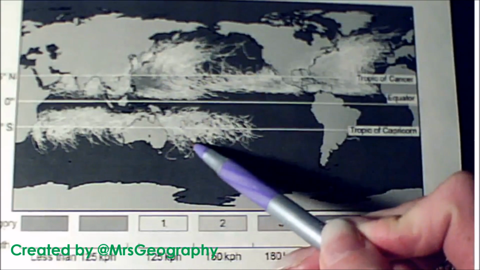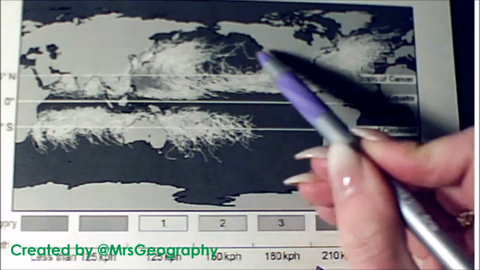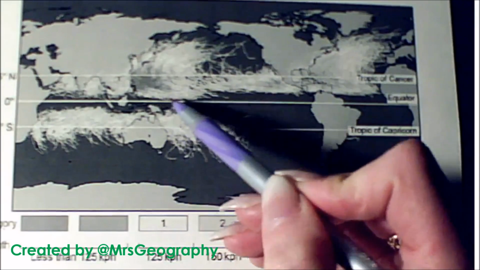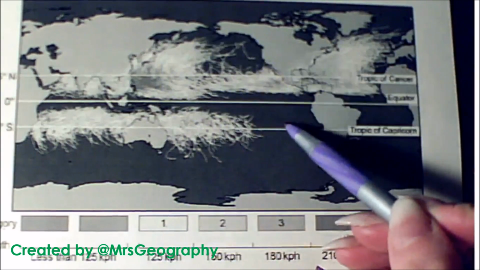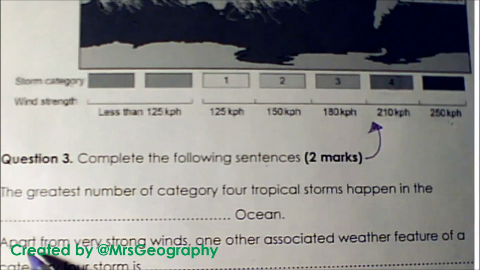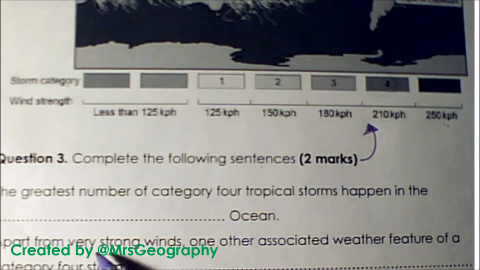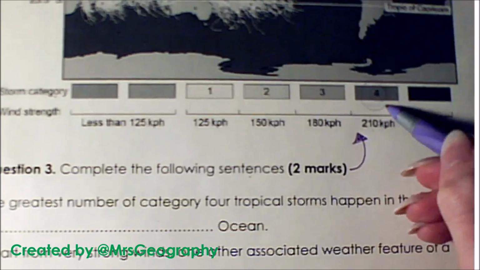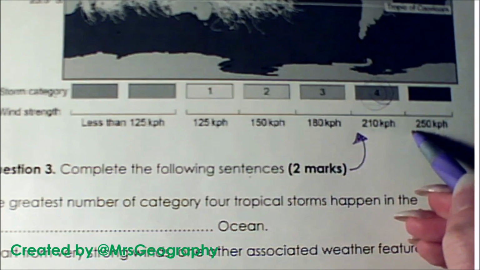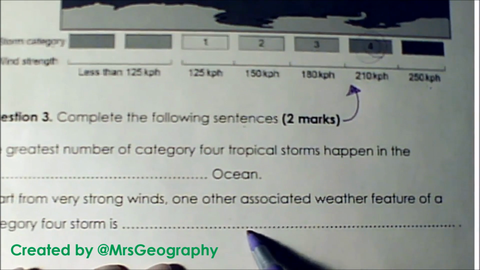Where did we say this was before? And really we don't see any in any of the regions, mainly this region. So which ocean is this? Remember, I did say before. Then we move on to the second part. Apart from very strong winds, one other associated weather feature of a category 4 storm is. Now this is again where you can go back to your figure, and we know that a category 4 storm is equal to a certain type of wind speed and wind strength. So complete this sentence.